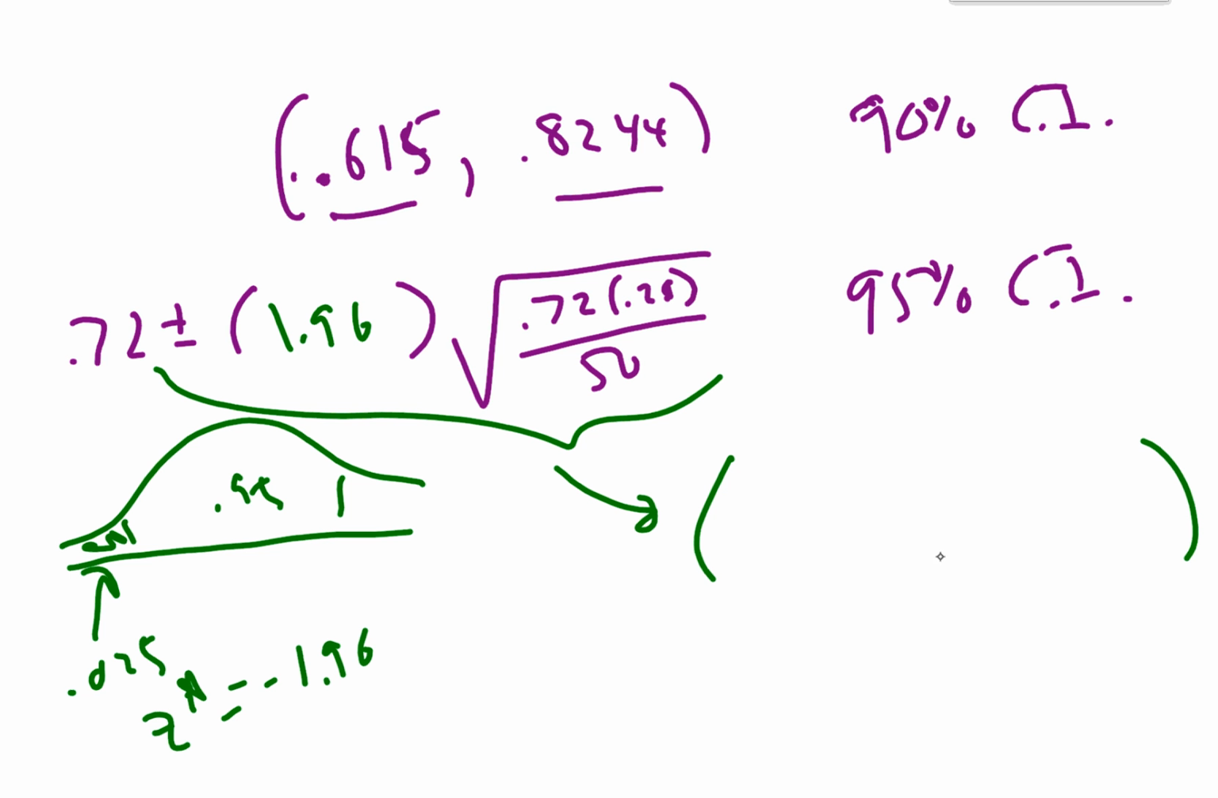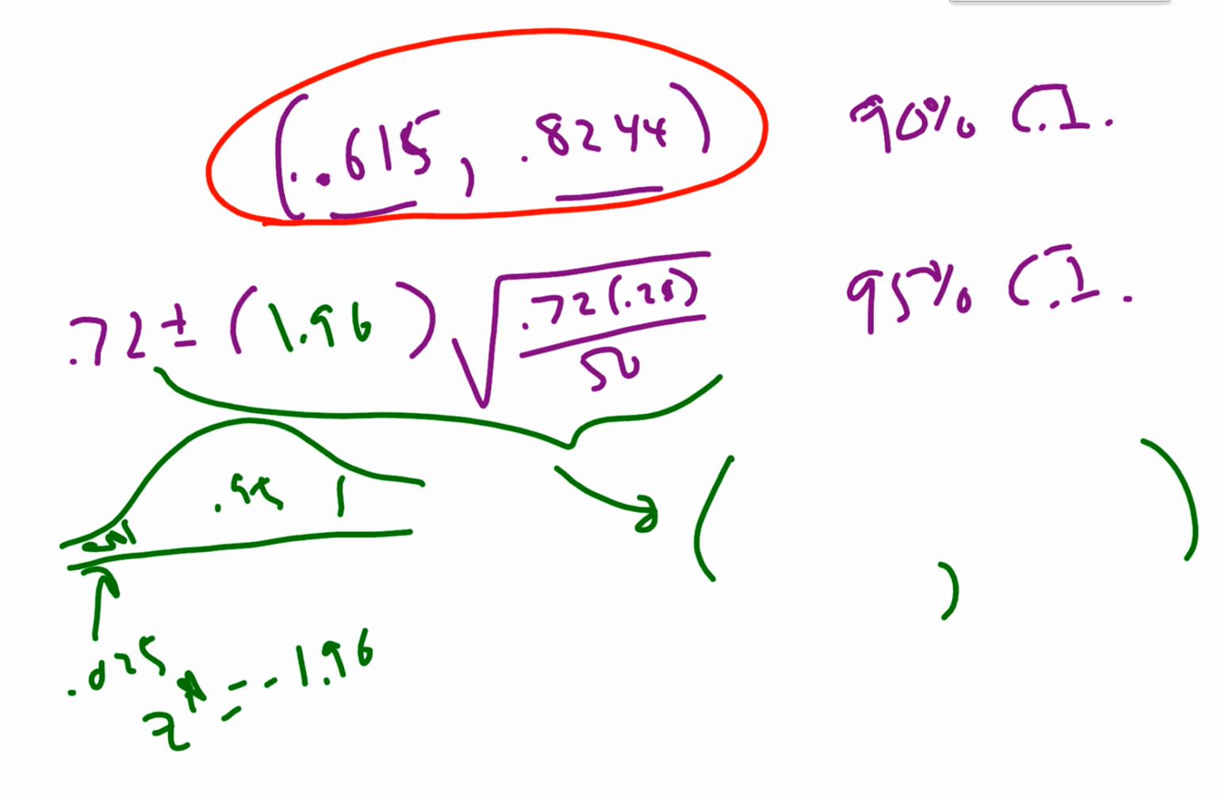You should pause the video and ask yourself if you think this interval is going to be wider or narrower than the one up here. That's a good question. Can you answer that? Okay, so you should have gotten 0.5955 up to 0.84445, something like that maybe.